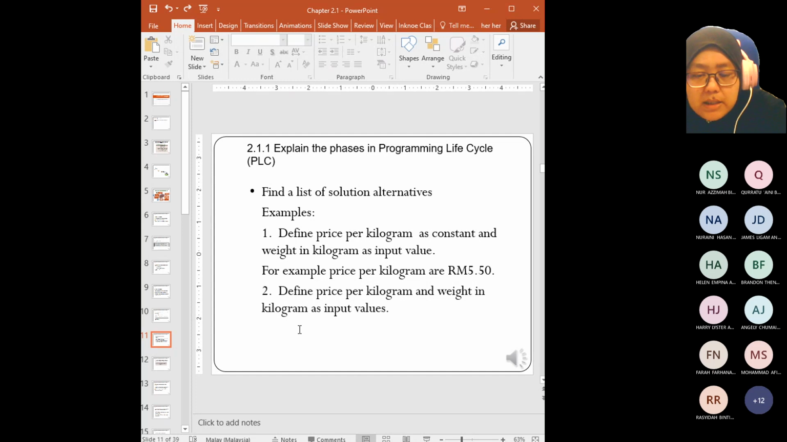Okay, constant ialah satu nilai yang boleh berubah-ubah lah. Tapi kita boleh setkan. Kita sebagai programmer, kita boleh setkan constant. Tapi input value is something that we cannot change. We let the user give the input. So weight kilogram akan berubah-ubah. Maksudnya kita timbang baru kita dapat berapa berat. Tapi price per kilogram, kita boleh ubah, tapi sebagai programmer je boleh ubah.